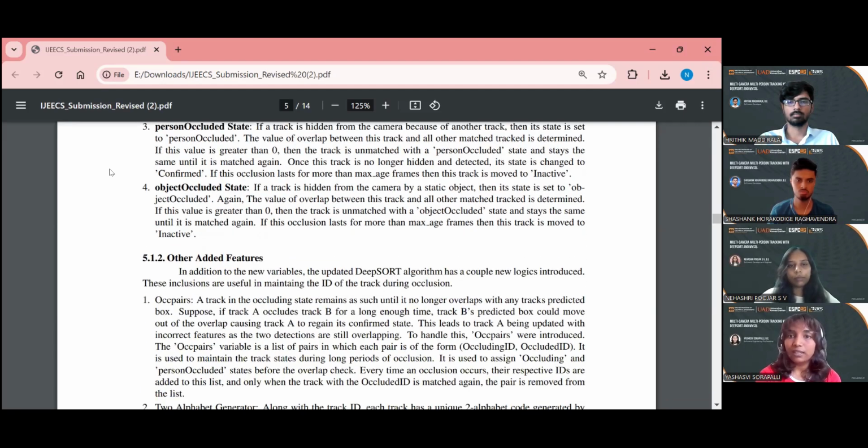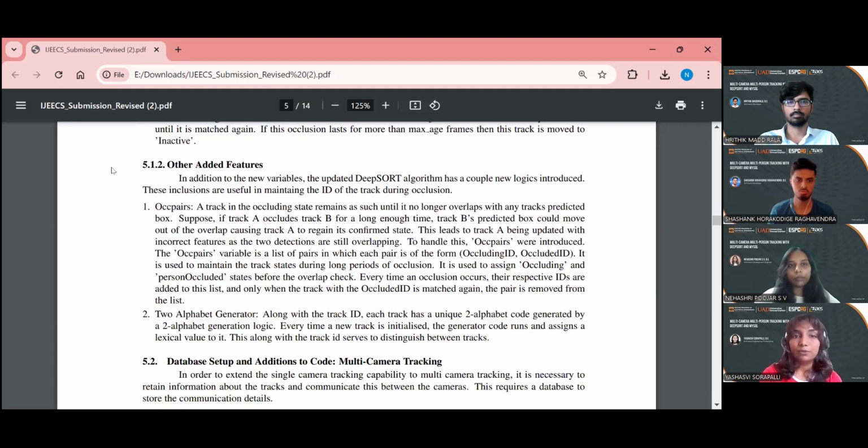Now, moving on, after this, we've also included some more features like the occlusion pairs. Like I said, occlusion pairs is a list of pairs, and each pair includes one ID from the occluding track and an ID from the occluded track, and usually it's the occluding and person occluded track. This is basically to make sure that the occluded track, so that is the track that is covered, does not get a confirmed state unless the occluding track, which is the track in front of it, gets the confirmed state first.